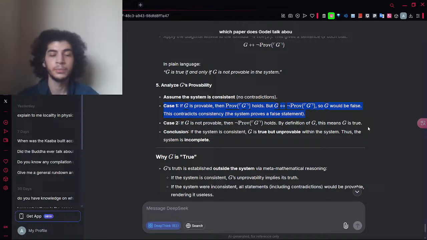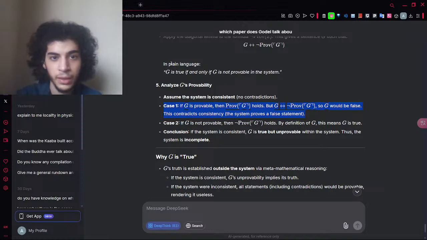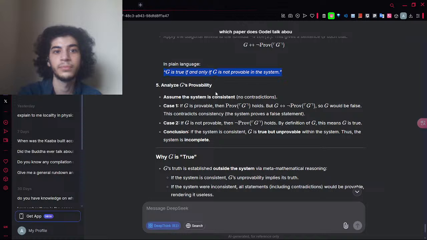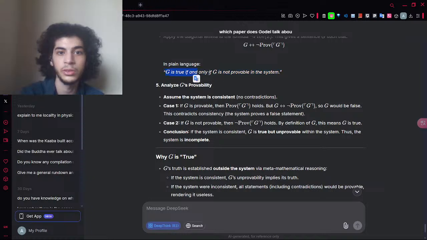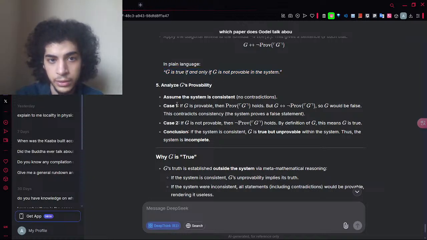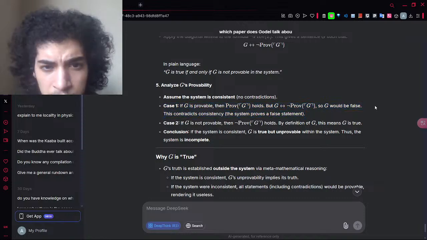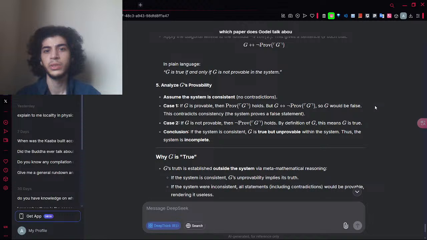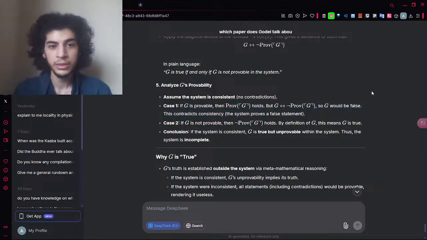Yeah, because if it's provable, then G isn't true, because it's only true if it's not provable. Okay, so case 1, yeah, okay. This contradicts consistency. The system proves a false statement. So case one is to get rid of the unnecessary clutter, you know. Anyways, case one is important to look at.